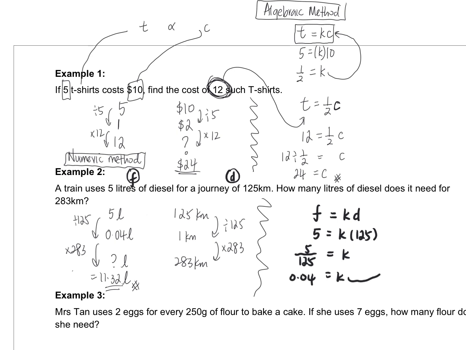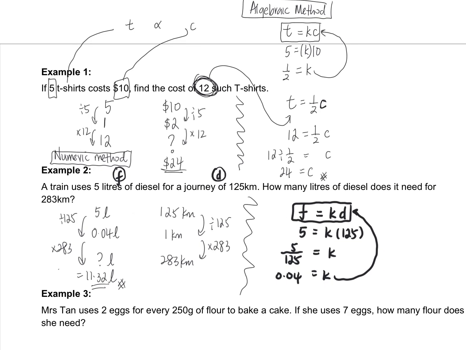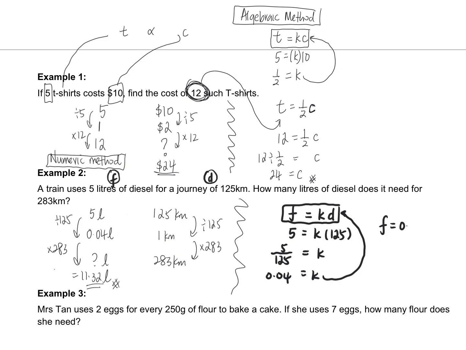Then once you know this, put it back into the relationship, the equation that you want to find. So fuel is always 0.04 of the distance. So now question says, if my distance is 283, what is the amount of fuel needed? So you will also get 11.32. So this is by algebra. That is by proportion. Okay, both methods are equally good.